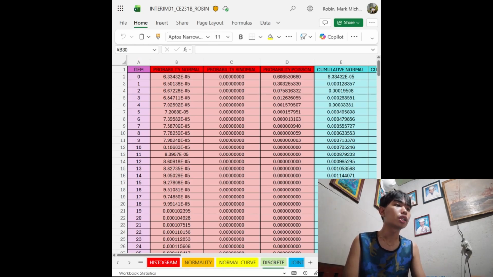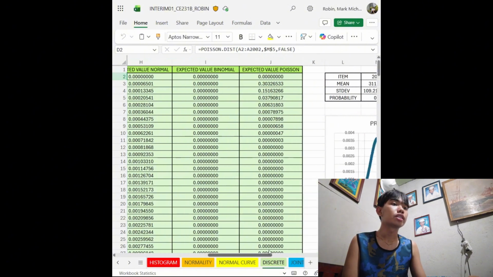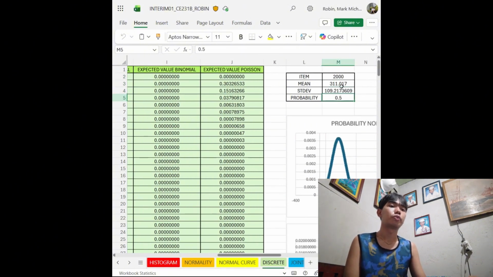For the Poisson distribution, I use the formula P equals Poisson, open parenthesis, then the item or the raw data, and after that I select the mean. Before I solve that, I get the item, mean, standard deviation, and probability. For the probabilities, I can give a 0.5 probability.